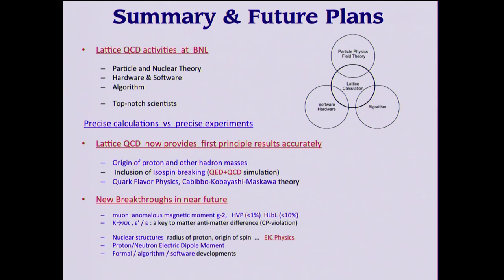This is a very urgent and timely matter, as well as, maybe Lori said, this more than 50-year homework for theory, K to pi pi epsilon prime over epsilon, which we got the award. This is something to do with matter-antimatter difference. This is very exciting. We are about to get the final result, I believe. As well as another important area, nuclear structure, nuclear physics, something to do with EIC and so on. So stay tuned, please. Thank you very much.